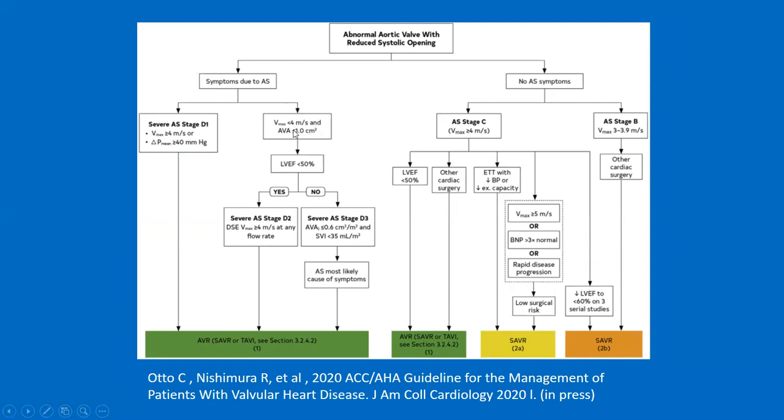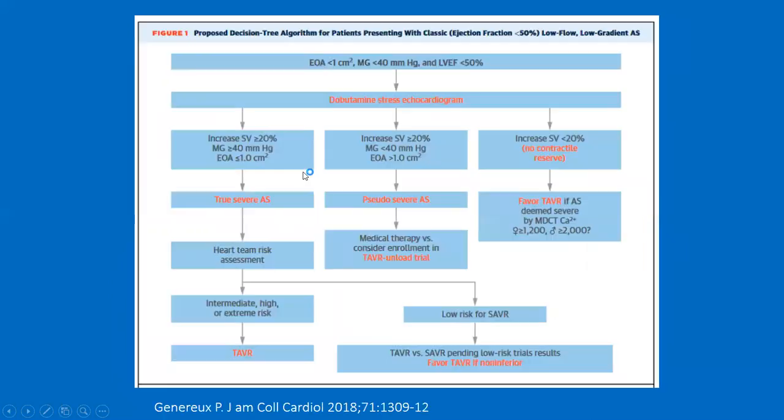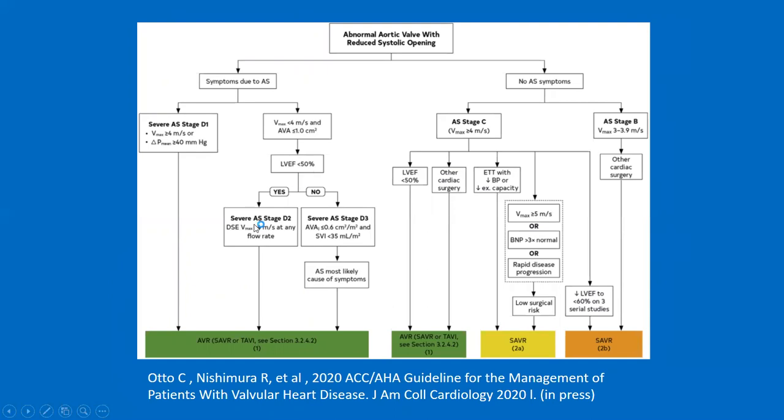However, some patients with symptomatic aortic stenosis may have discordant values between the velocity and the aortic valve area. You can see here that the peak velocity is less than 4 meters per second, but the aortic valve area is still 1 centimeter squared. So the next step will be to look at the ejection fraction. If the ejection fraction is less than 50%, they have severe aortic stenosis, stage D2, and with dobutamine stress echocardiography, if we elicit a Vmax of more than 4 meters per second at any flow rate, it's enough to send this patient to aortic valve replacement, class 1 recommendation.